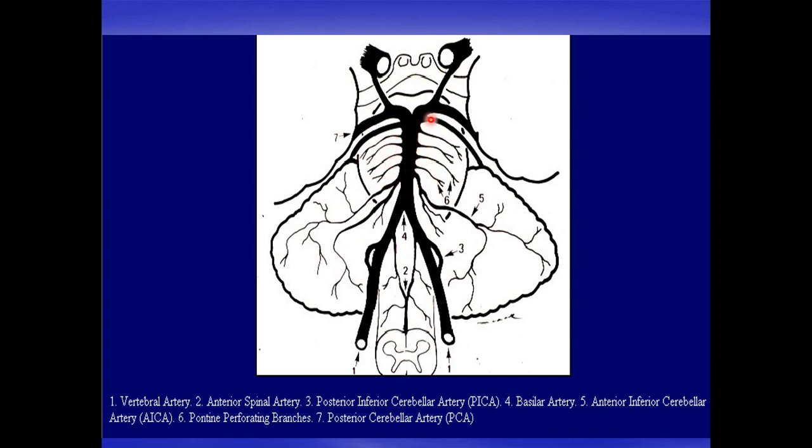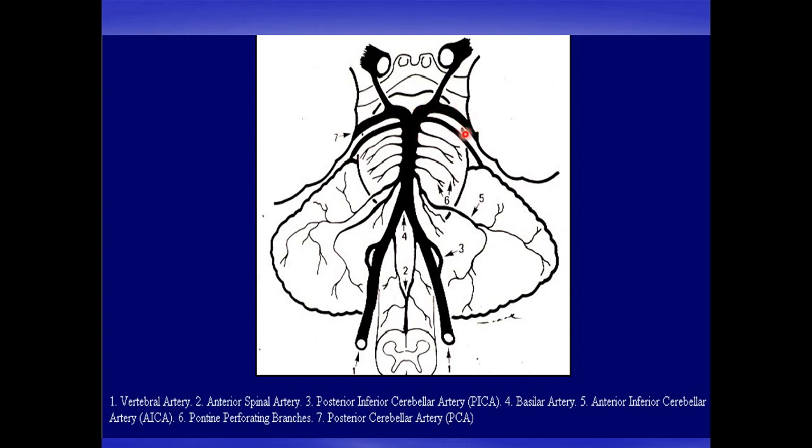And you can see before it terminates there is a rather big branch. What's the name of this branch? Does anybody have any idea? This is the superior cerebellar artery. Exactly. So this is the superior cerebellar artery and the posterior cerebral artery.